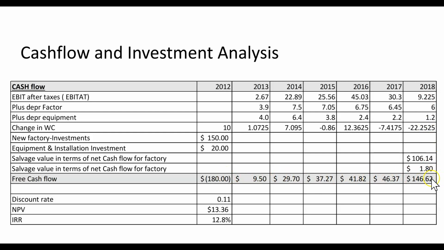We use that free cash flow line using a discount rate of 11%. You'll get the NPV of 13.36, and the IRR will be 12.8%. And so that's how you do the process of getting from the assumptions into the cash flow.